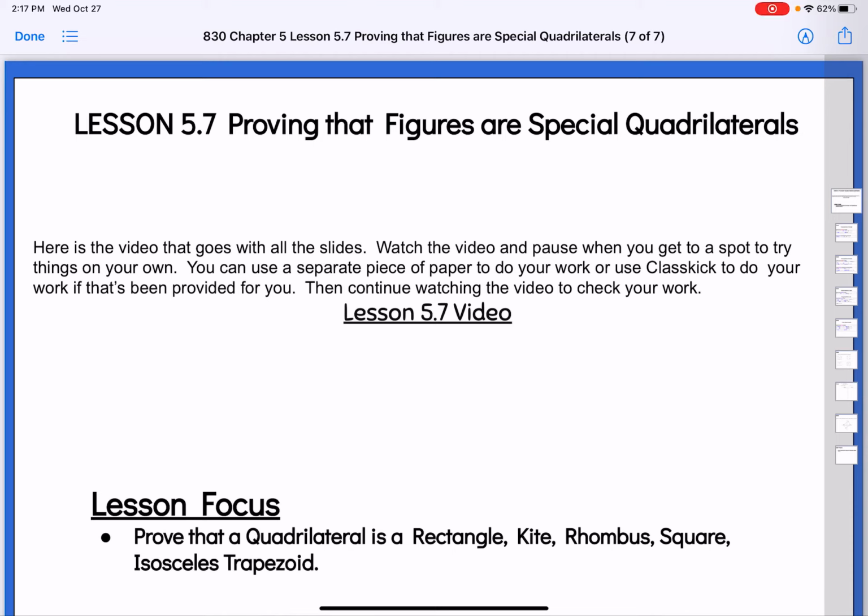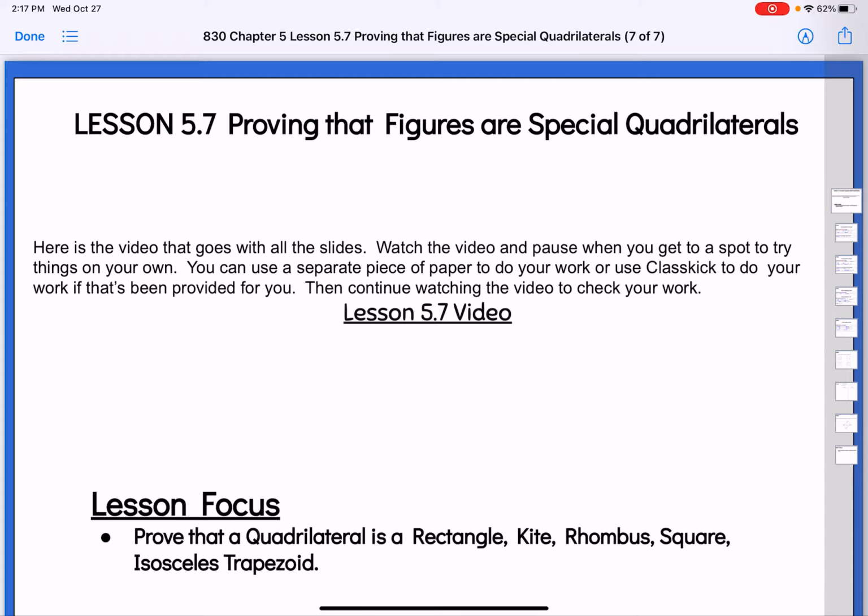All right, our final video for chapter 5. We're going to wrap up all of our quadrilateral stuff today. So yesterday we learned how we were going to prove that this four-sided figure was a parallelogram. Today we're going to learn how to prove all the other types. Yesterday we focused mainly on parallelograms. Today we're going to do all the other types.